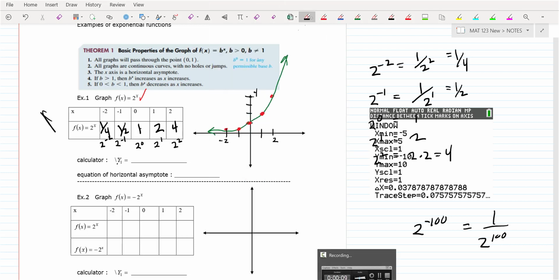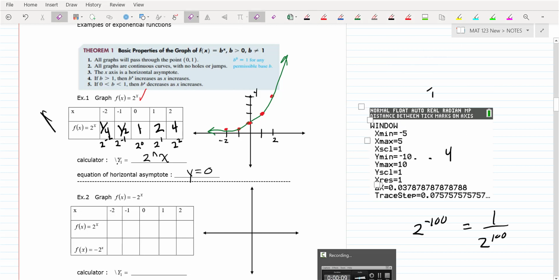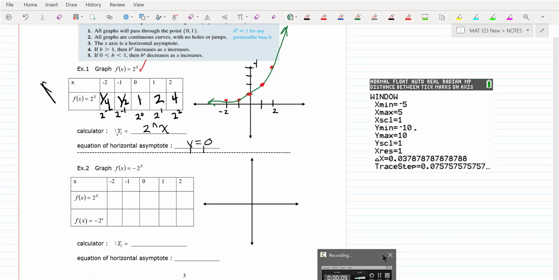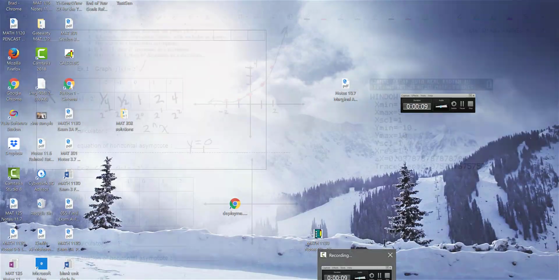So again, you just put this in your calculator like this, like I showed you. 2 caret x is how you put that in. And then the horizontal asymptote is y equals 0. What the horizontal asymptote is just that x-axis. That's what it's leveling off towards. So it's leveling off towards y equals 0. Okay, and mainly what I want you to know on this is how I work with those exponents. That to me is the key thing.